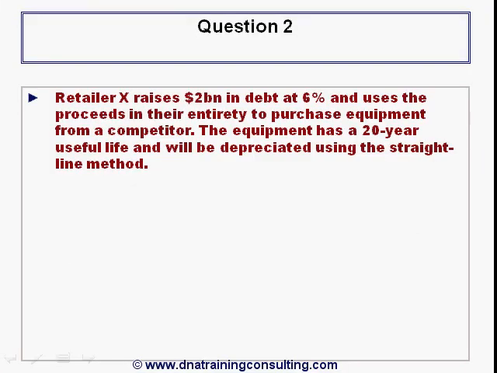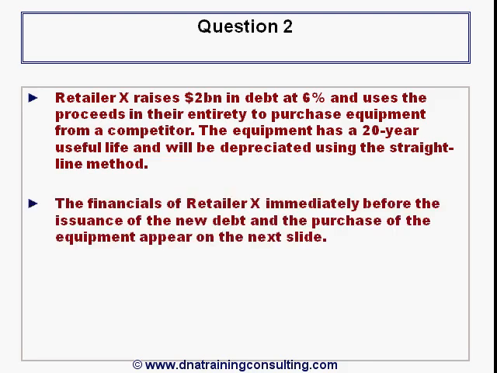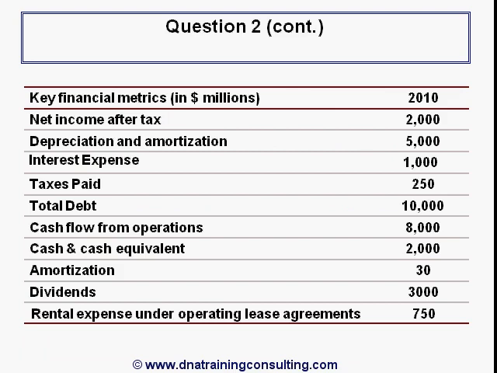Question 2. Retailer X raises $2 billion in debt at 6% and uses the proceeds in their entirety to purchase equipment from a competitor. The equipment has a 20-year useful life and will be depreciated using the straight line method. The financials of Retailer X immediately before the issuance of the new debt and the purchase of the equipment appear on the next slide. Here are those financials.